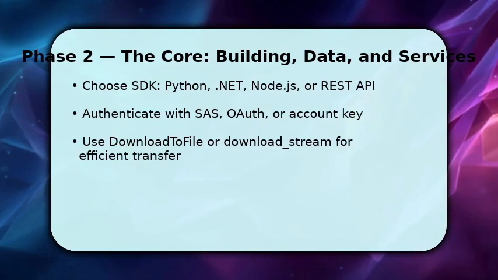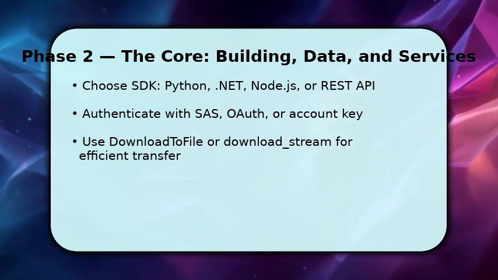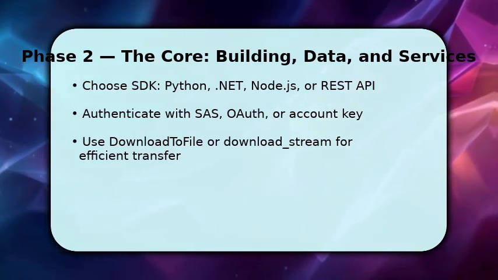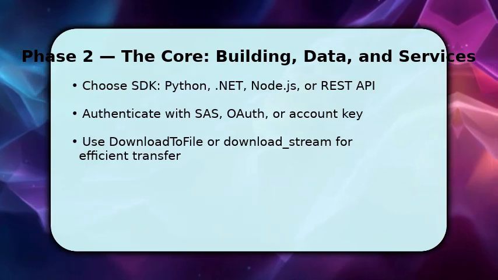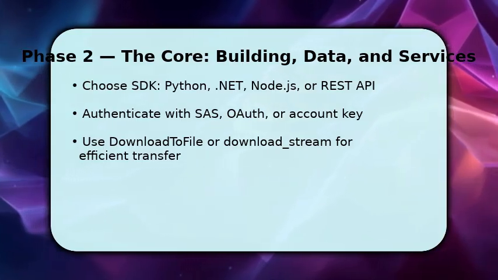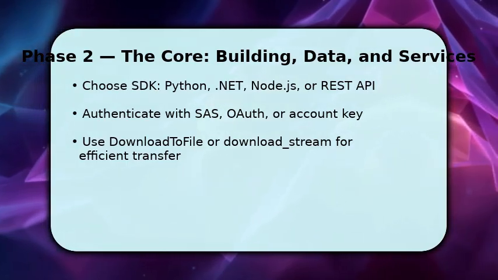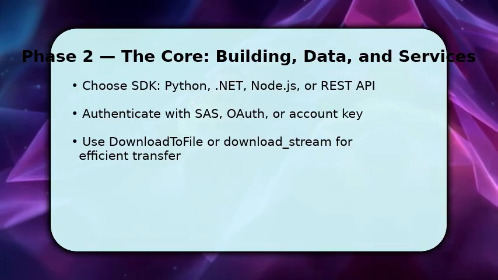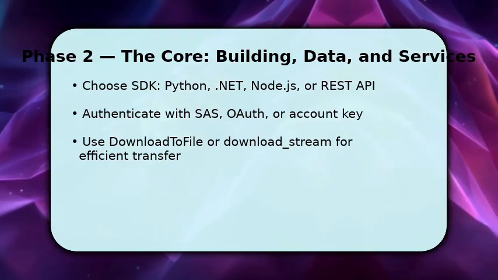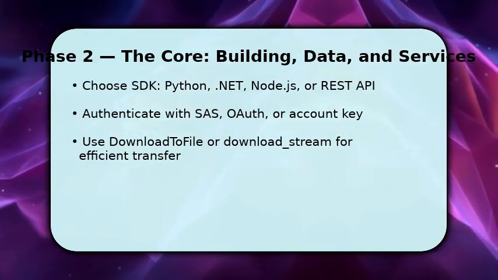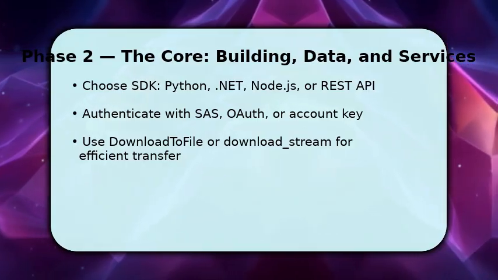You now write the retrieval code. Pick an SDK or the REST API depending on your stack, because SDKs handle retries and chunking for you. Authenticate using your SAS token, OAuth token, or account key, and create a blob client for the target container and blob. Then call download to file or download stream to stream the blob to disk. Streaming prevents memory spikes for large files. Once it runs, validate the downloaded size and content type to confirm integrity.